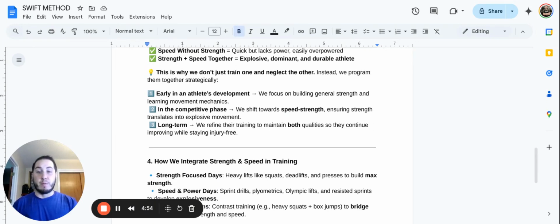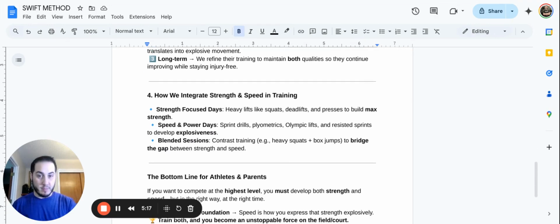Then long term, we refine the training to maintain both qualities so they continue improving over time. There's going to be a time where we focus a little bit more on one, and we have to maintain the other, and vice versa. And then there's a time where we maintain both of them because, let's say, we're in season and we're trying to just maintain those qualities as athletes compete a lot more, 1 to 2 days a week, depending on what sport you're in.